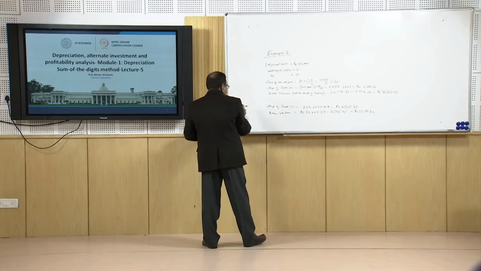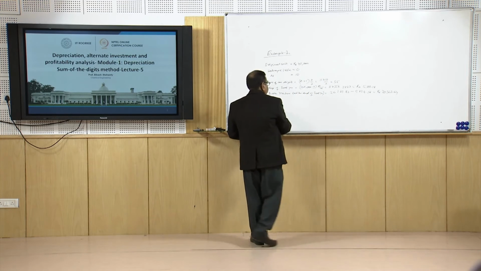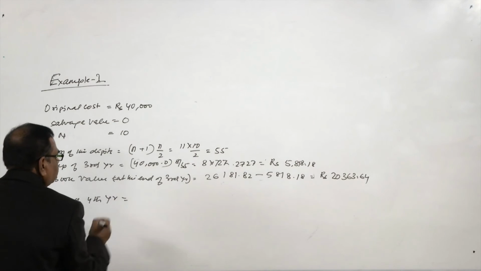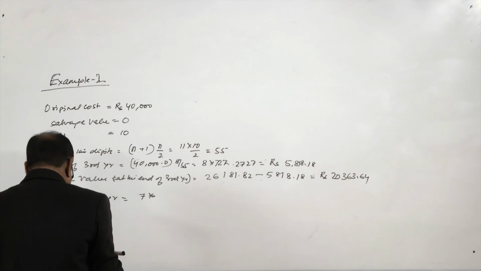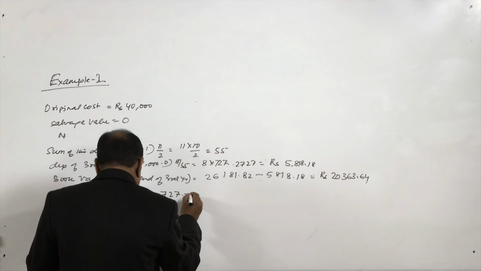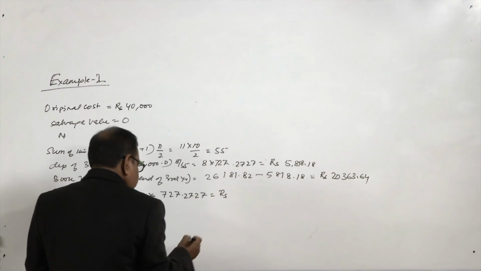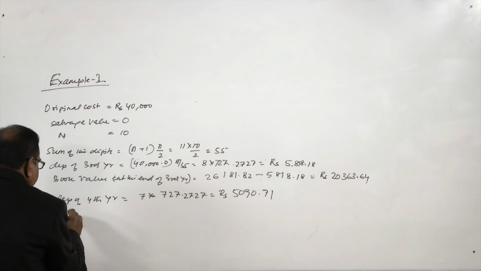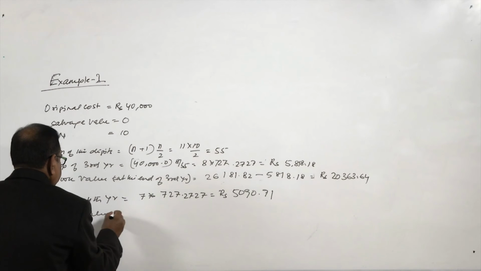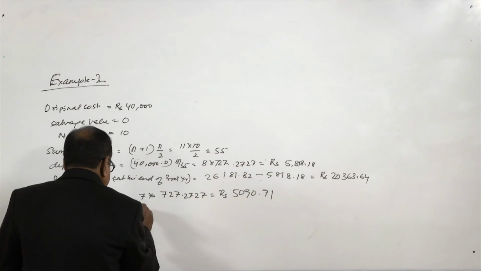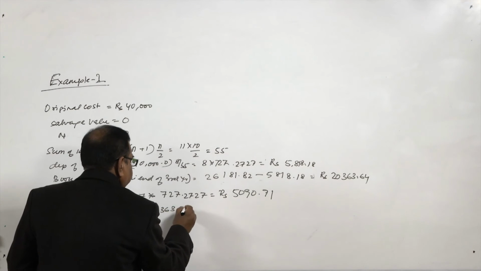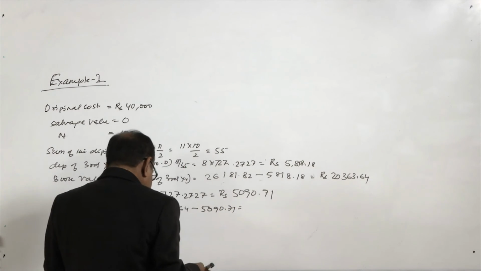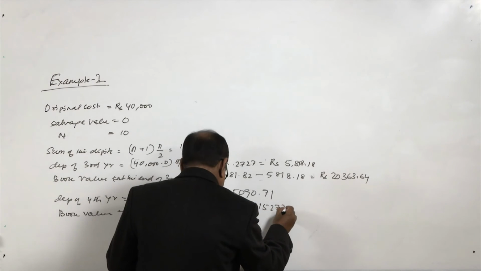Similarly, depreciation of fourth year is 7 into 727.2727, which comes out to be rupees 5,090.91, and book value at the end of fourth year is rupees 20,363.64 minus 5,090.91, which comes out to be rupees 15,272.73.